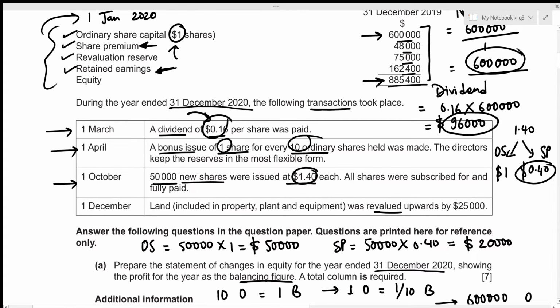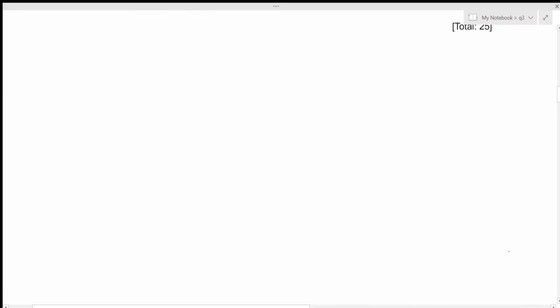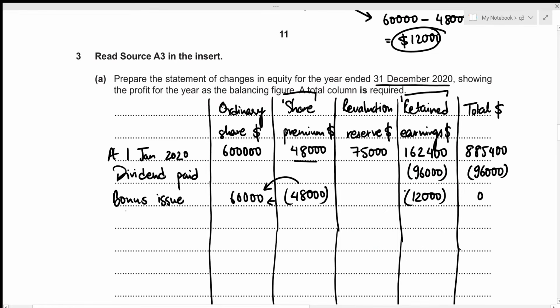And these are new shares, which means that the cash is being invested by outside parties. So this increases our ordinary share by 50,000 and our share premium by 20,000 without us having to deplete our reserves. Let's write it down. That is new issue of shares, which increased ordinary share by 50,000 and share premium by 20,000, and it does not affect revaluation reserve and retained earnings. So the total is just going to be 50,000 plus 20,000, which is 70,000.